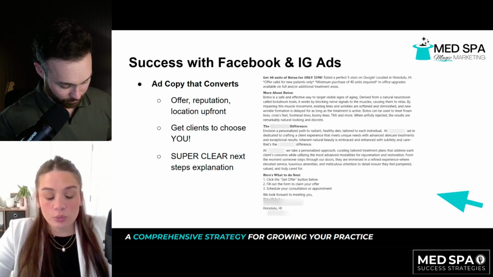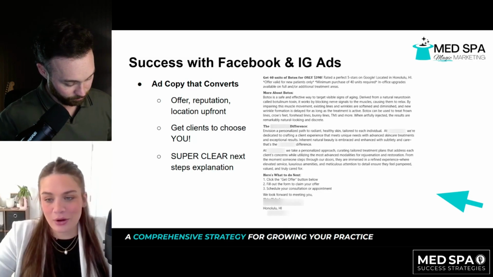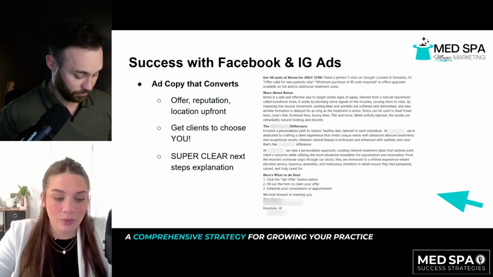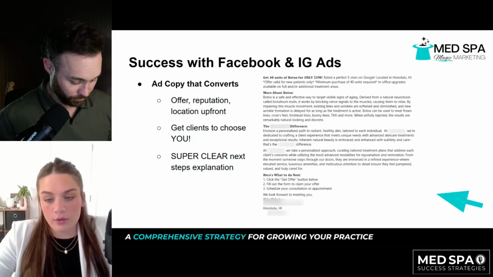Then you want to give super clear instructions on what to do next. A lot of people will see an ad, see an offer, and be like, well, where do I go from here? How do I book? How do I get the offer? We always include a here's what to do next with get offer button below, fill out the form, and then schedule your consultation. So very clear information on what steps to take next.